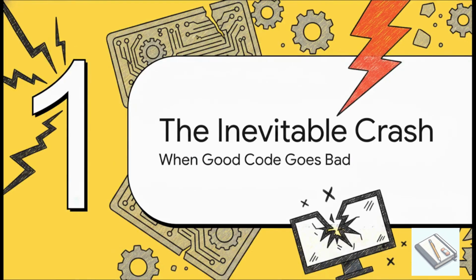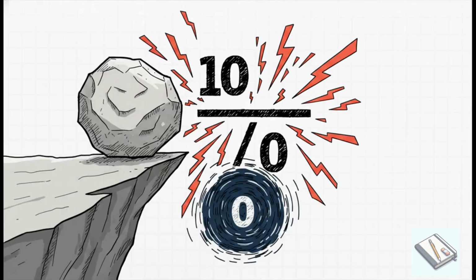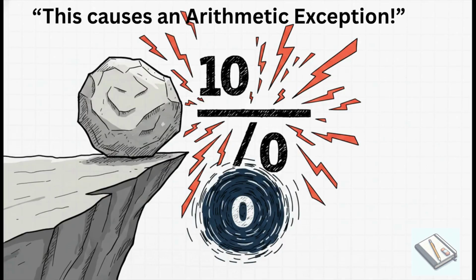So let's dive right in. What really happens when good code goes bad? Well, without a plan for dealing with errors, even one tiny little mistake can bring your entire program to a screeching halt. Okay, check this out. It looks simple, right? Int result equals 10 divided by 0. But this line of code is a ticking time bomb. We're asking Java to do something that's mathematically impossible, divide by 0. And in the Java world, this creates a very specific kind of error called an arithmetic exception.